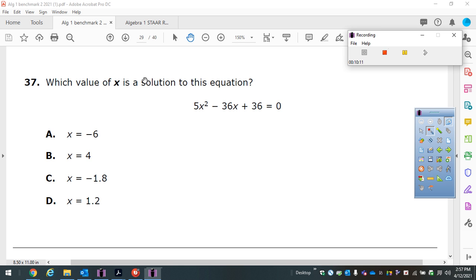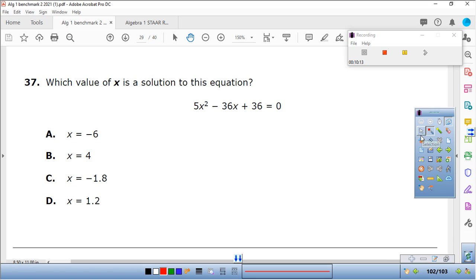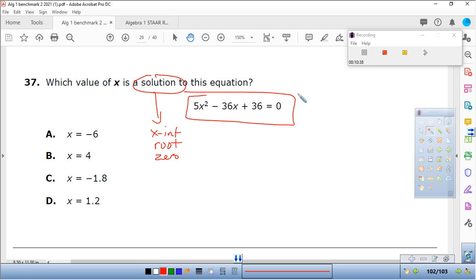Help me out, guys. There's some other words that we should be thinking of. What are the other words that we should be thinking about when we hear the word solution? What's another word? There's 3 other words for solution. That's the most important one, I think. X-intercept. For real, thank you so much, Leilani. That one right there is also the same thing for root and also the same thing for 0. So when I see this one, I really want to think of graphing. That's the way I would approach this one.